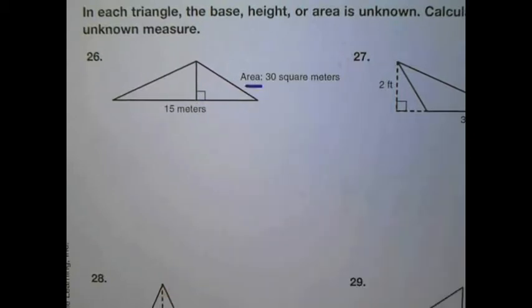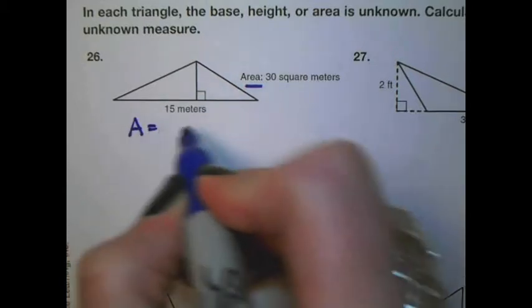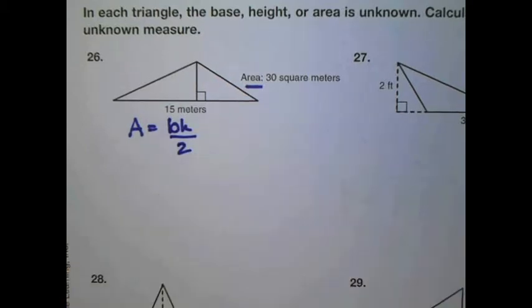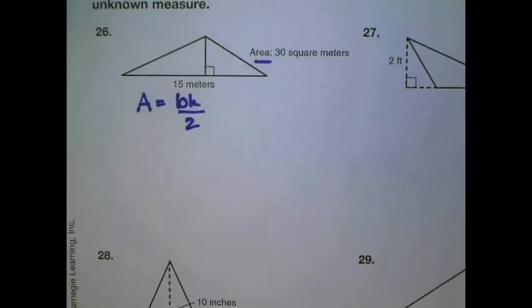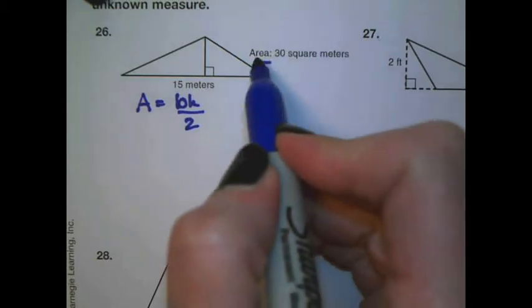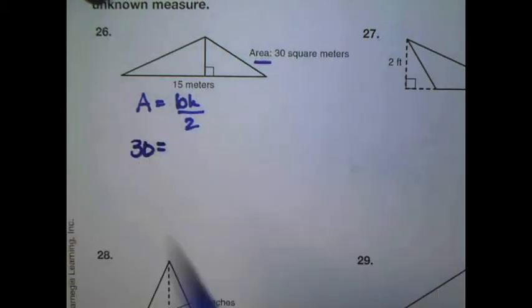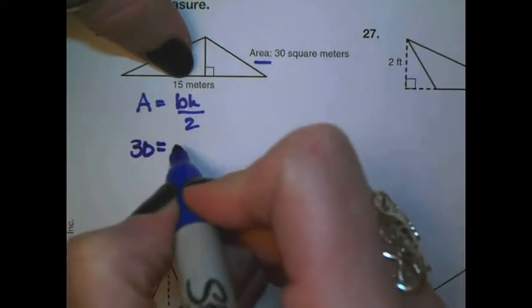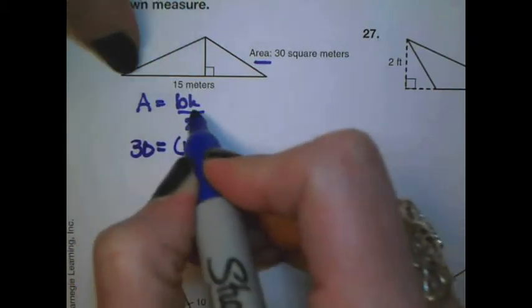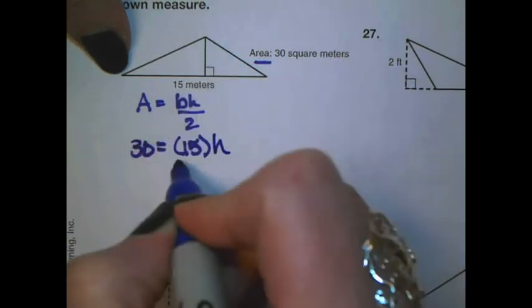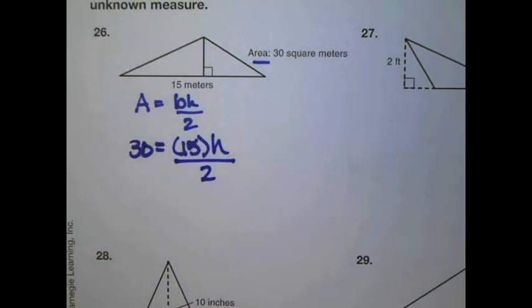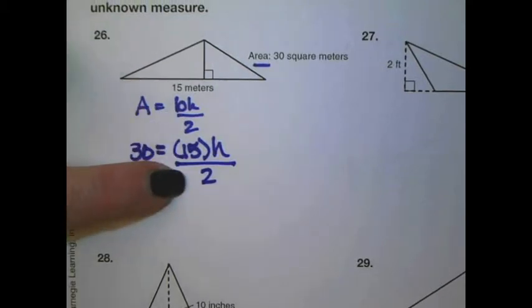So since I have the area, I know I'm going to start with the formula for the area of a triangle. And like I said before, I prefer writing it in base times height over 2 form. It is up to you. Obviously, 1/2 base times height works just as well. Next, I'm going to substitute in the values of the measures I know. So I know that the area is 30 square meters, and I know that the base is 15. I do not know the height, that's the value I'm looking for, over 2, because the 2 is part of the formula.